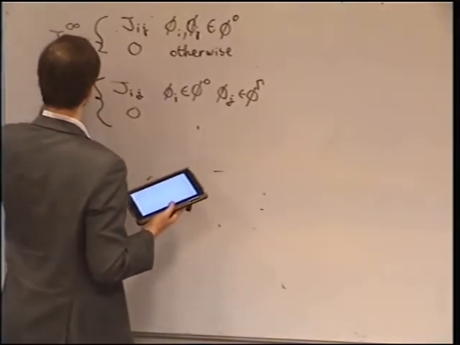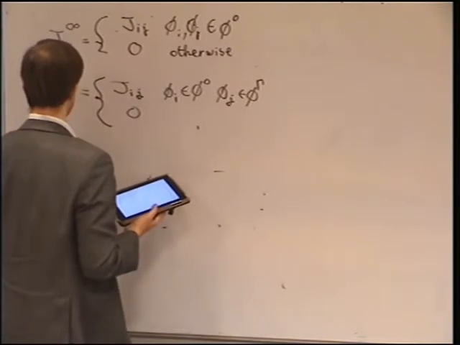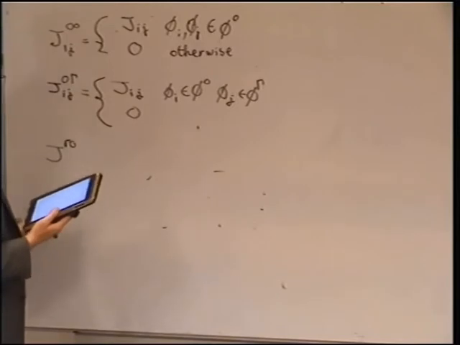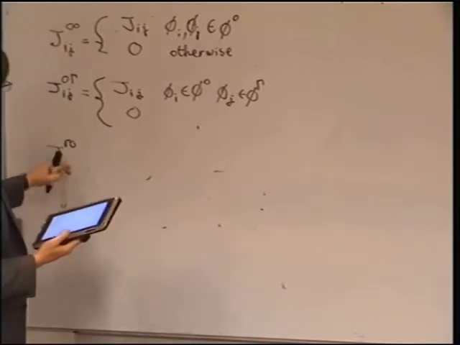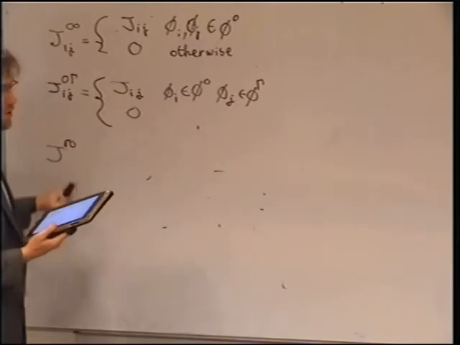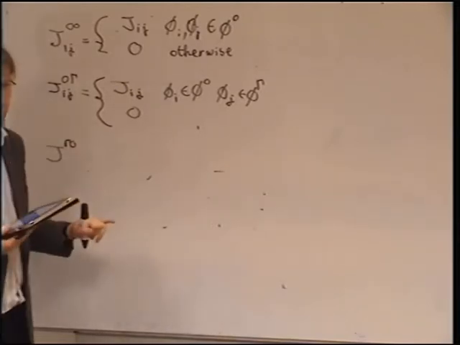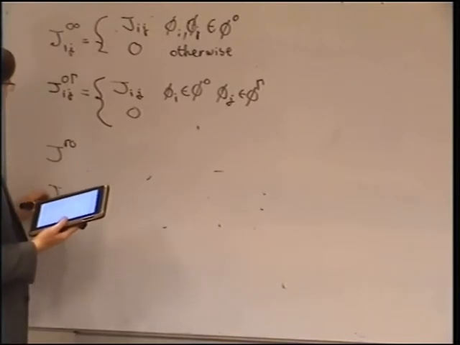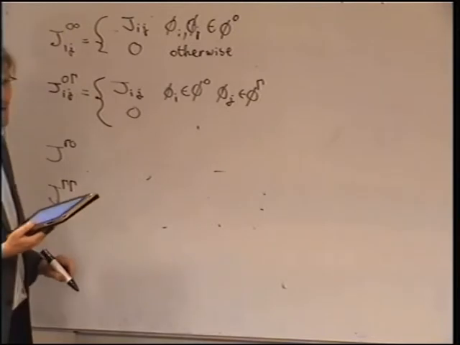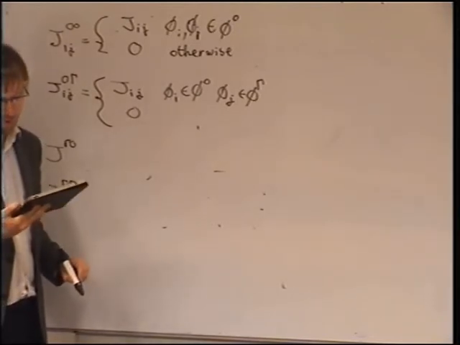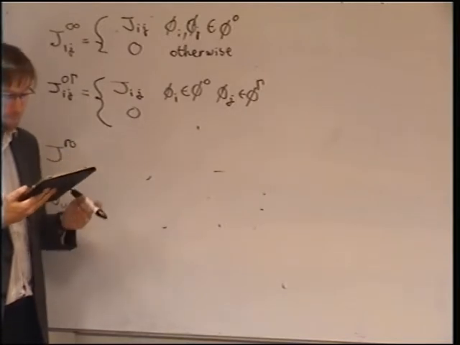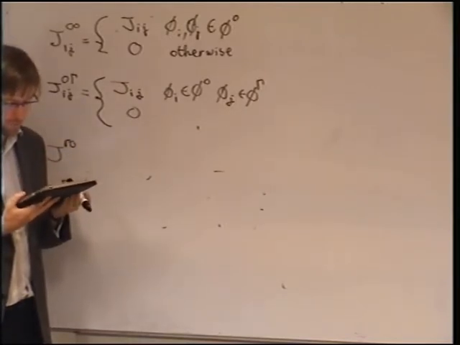I'm similarly going to define J gamma 0, so that's the one where the trial function is on the boundary and the test function isn't. And J gamma gamma is the case where both the test function and the trial function are on the boundary. So what do we know?